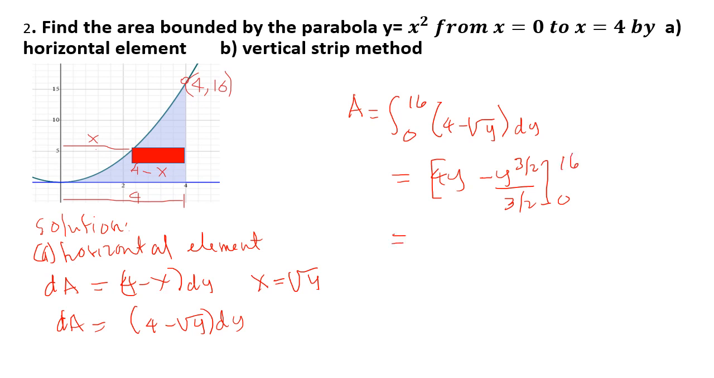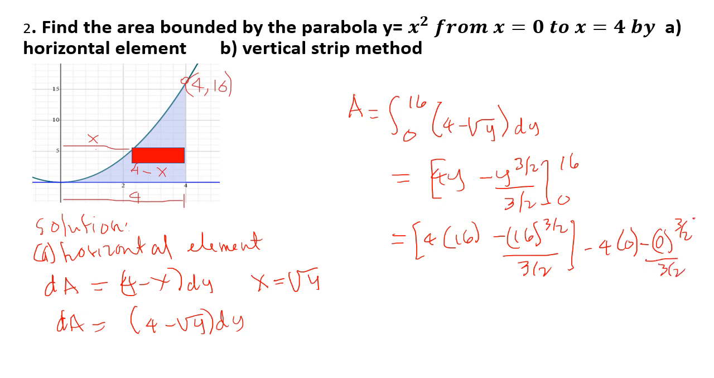Substitute values: 4 times 16 minus 16 to the power 3/2 over 3/2, minus 4 times 0 minus 0 to the power 3/2 over 3/2, the first parenthesis there. So simplify it, 64 all over 3.